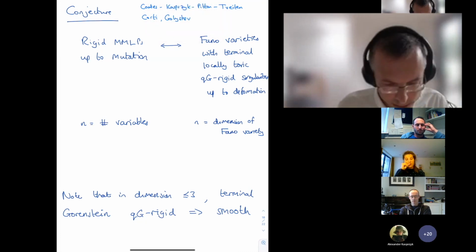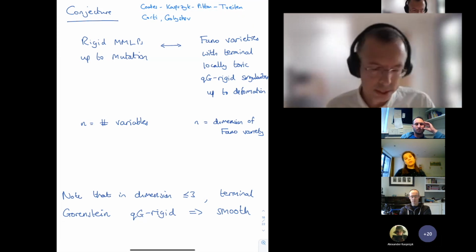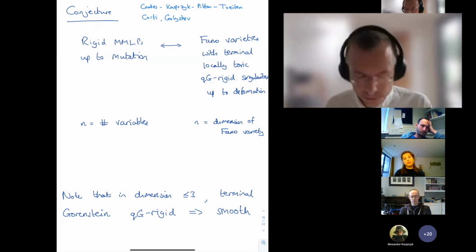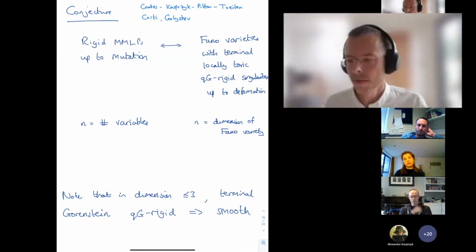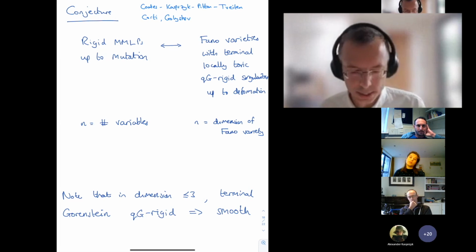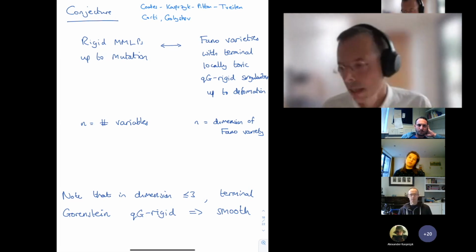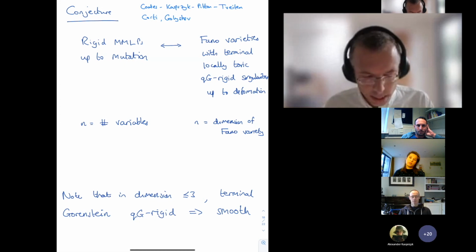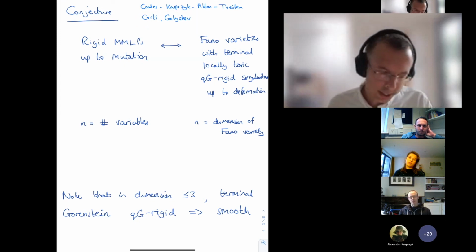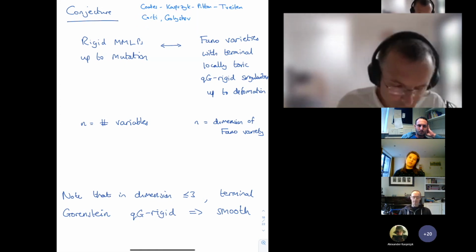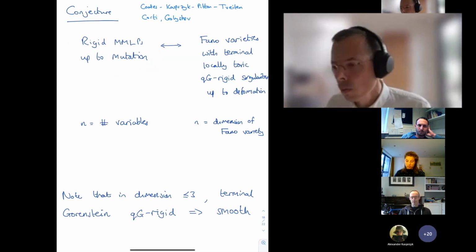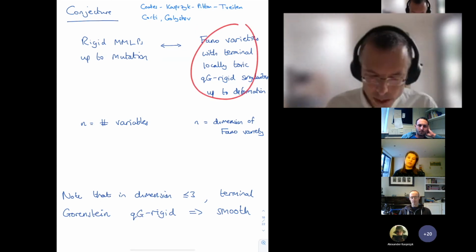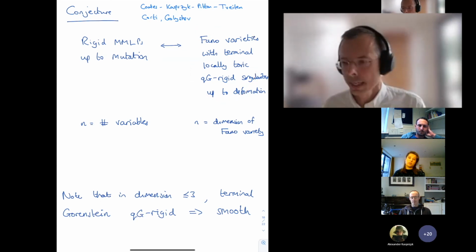We conjecture, this is joint work with Kasprzyk and Giuseppe Pitton and Ketil Tveiten, and the key ideas come from work of Kasprzyk and Tveiten at the Pragmatic Conference in 2013, and also conversations with Alessio Corti and Vasily Golyshev. So the conjecture is that rigid maximally mutable Laurent polynomials up to mutation correspond one-to-one with Fano varieties with terminal, locally toric, QG rigid singularities up to deformation.